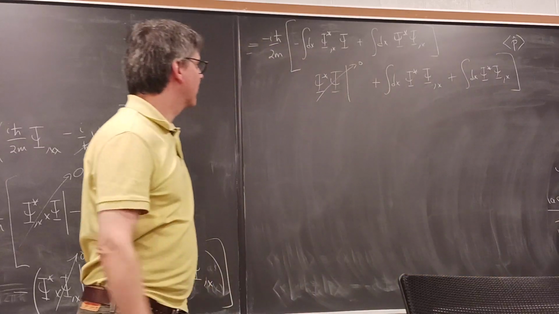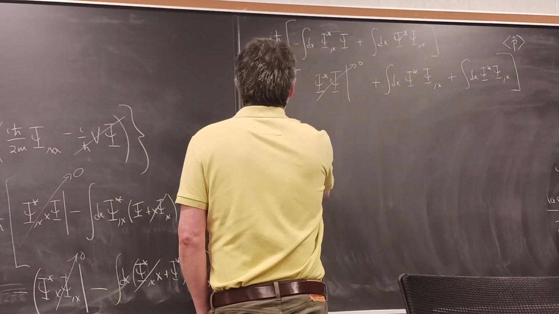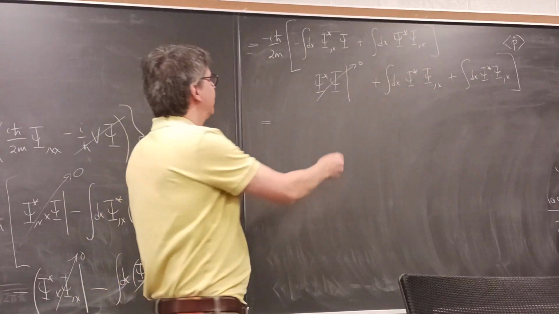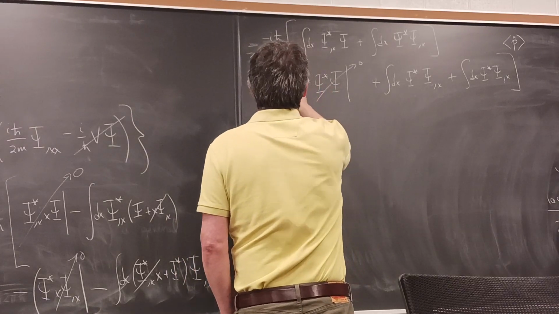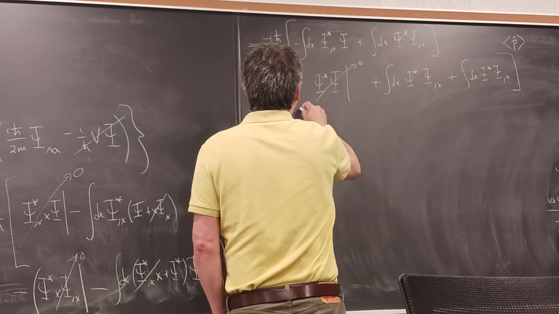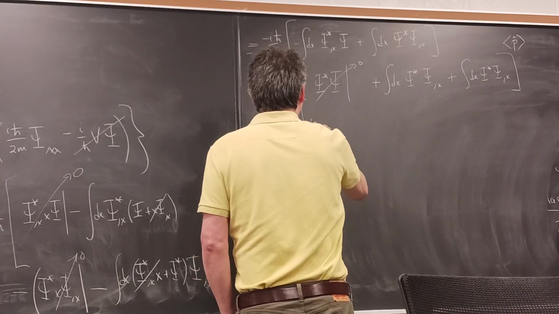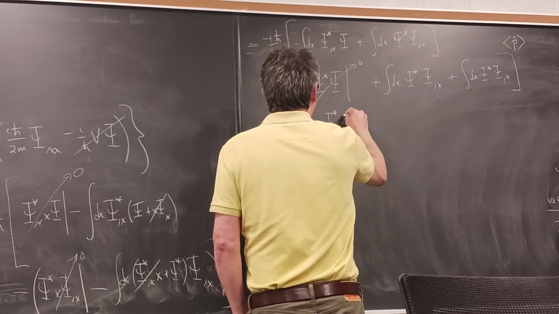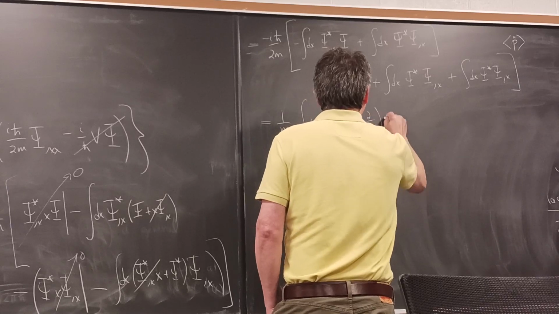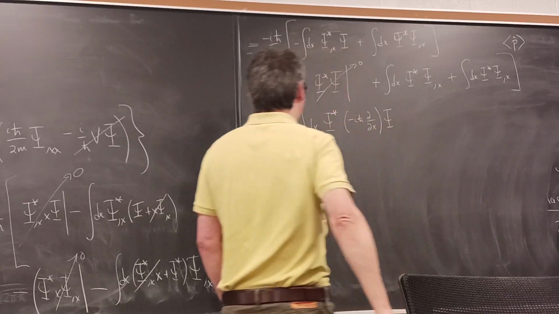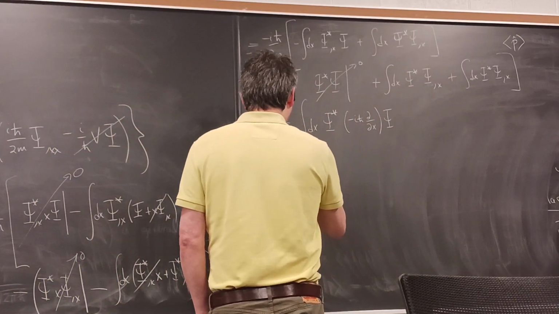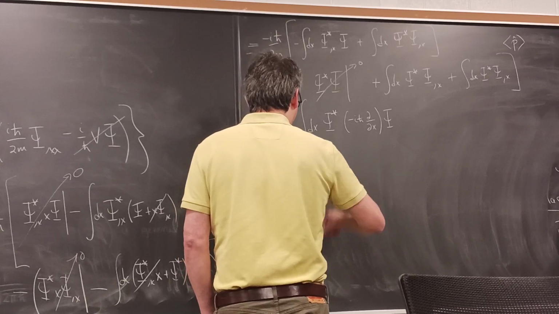Okay, so we're done. So what is this? I have just two of these, right? I have two of the same integral, so you just add, and I can cancel the 2 out here. So I've got 1 over m, and then I can bring in my minus iħ. So I'll have dx psi star, minus iħ d by dx psi. Okay, so this is 1 over m times the expectation value of p hat.